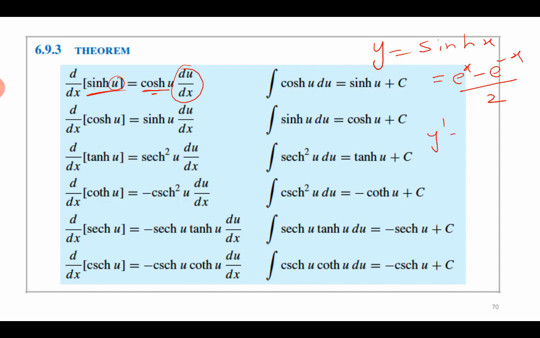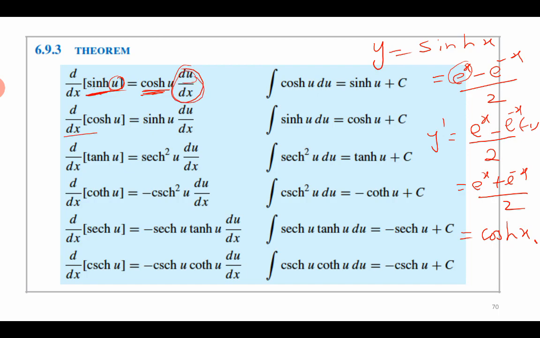Now differentiate, what do you get? When you differentiate, 1 by 2 is a constant, keep it outside. When you differentiate e power x, it is e power x, minus the derivative of e power negative x, which is e power negative x times negative 1. So the answer is e power x plus e power minus x divided by 2, which is nothing but cosine hyperbolic x, isn't it? So when you differentiate sine hyperbolic, it will be cosine hyperbolic. If u is a function, then differentiate u with respect to x. That's it. In this way, you can verify the differentiation of all 6 hyperbolic functions.